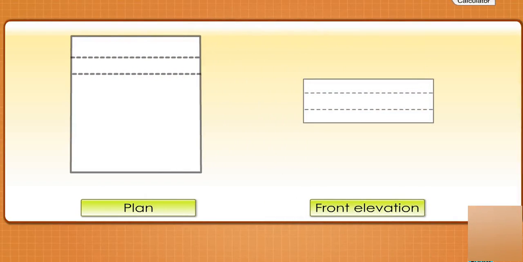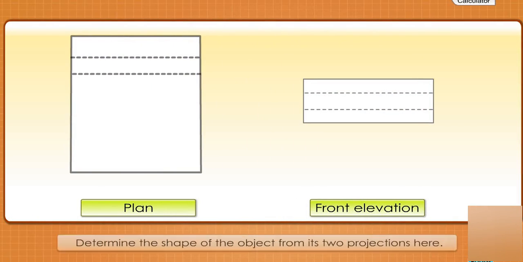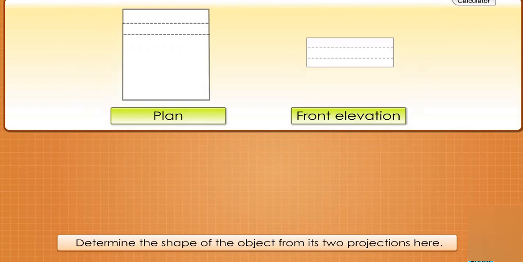This is the plan and this is the front elevation of a solid object. Can you imagine the shape of the object from its two projections shown here? How many objects do you think have the same plan and front elevation?